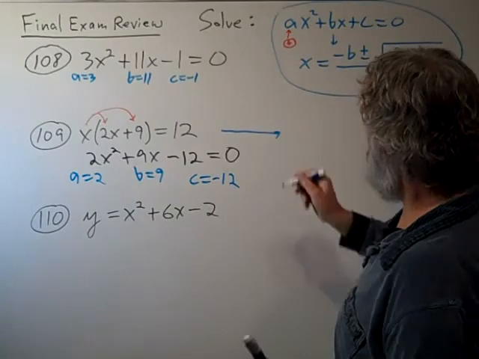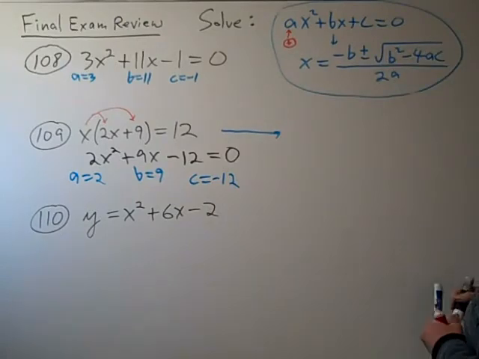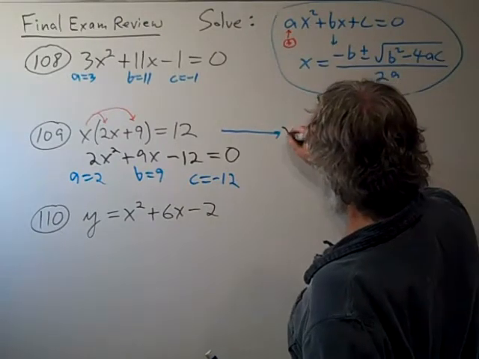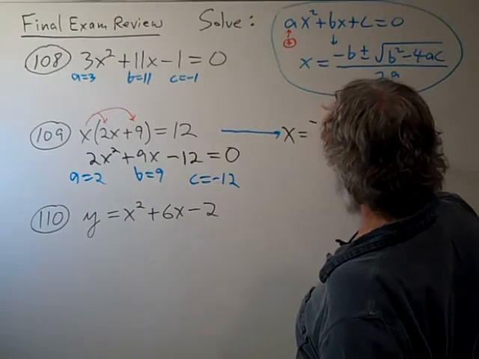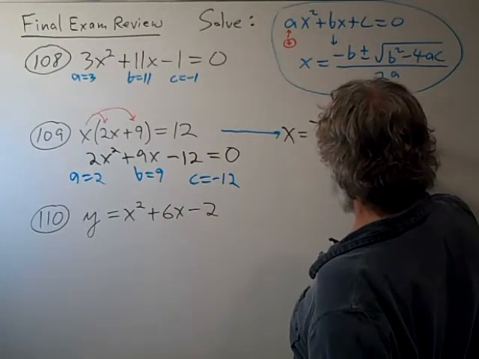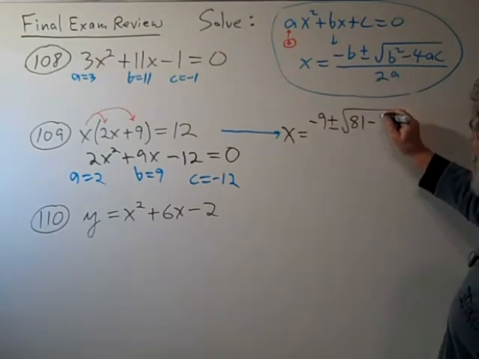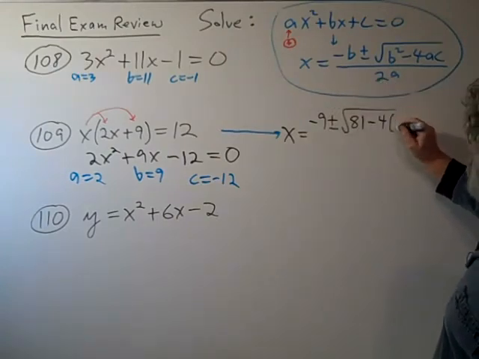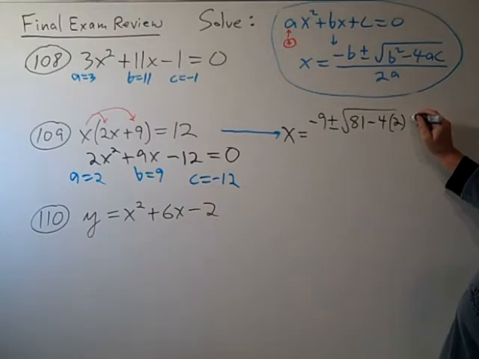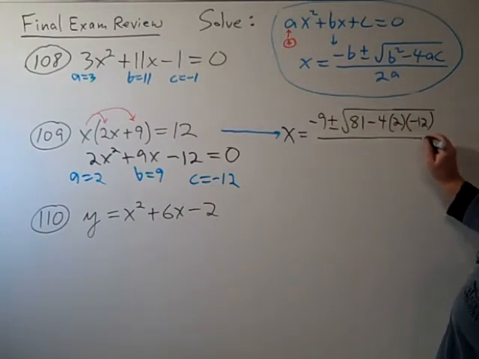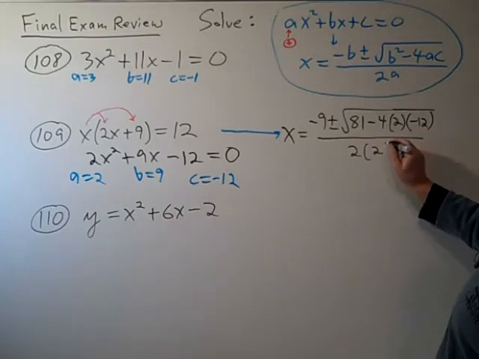So we can now apply the quadratic formula to this, and we get that x is equal to -9 plus or minus the square root of b squared, which is 81, 9 squared, minus 4 times a, which is 2, times c, which is -12. And all of this is divided by 2 times a, which is 2 times 2.